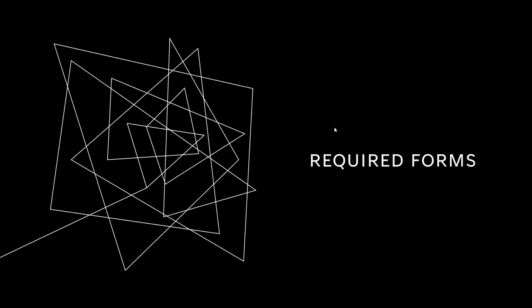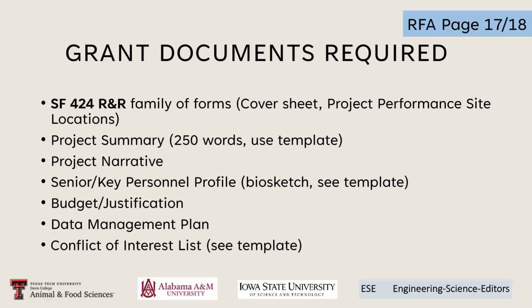So what are the required forms? Well, under the grants for the Food Safety Outreach Grant, the SF 424 R&R family of forms. So this is where you find all the cover sheets, the project performance site locations, and a whole host of forms that are going to be required. You are also required to submit the project summary, the project narrative, the bio sketch, or the senior key personnel profiles, the budget and budget justification, the data management plan, as well as the conflict of interest list.